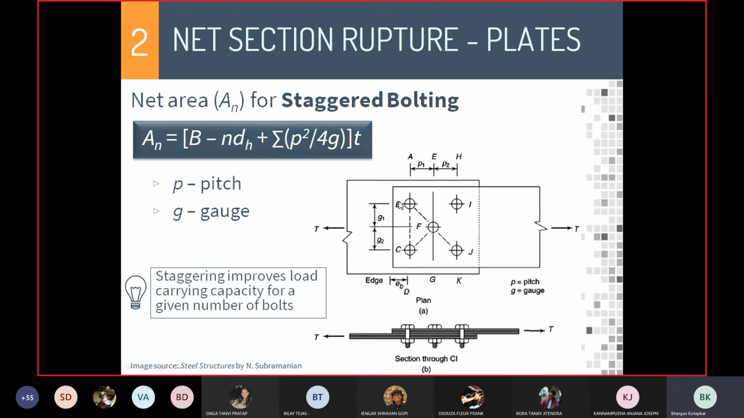Now the question is how to calculate net area in this case. Now the failure path is something like this. So how do I calculate this length, and this length, and so on? Geometrically, it's one step ahead of what we saw before. What the code does is simplify the calculation of net area by giving us a common term, and that term is p square upon 4g.